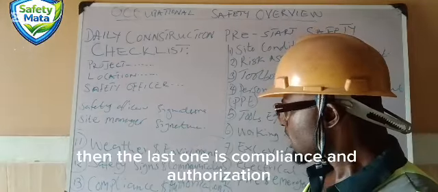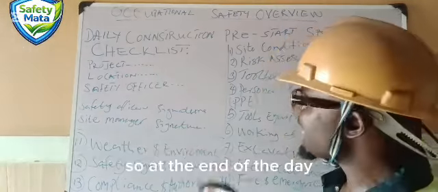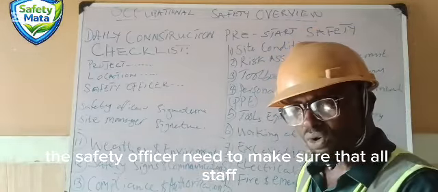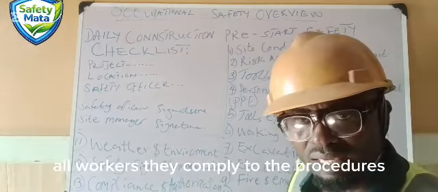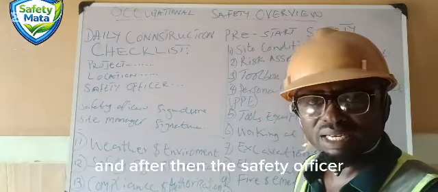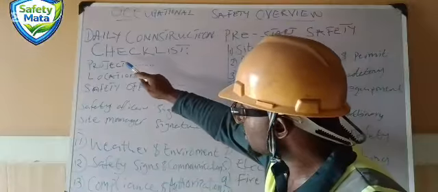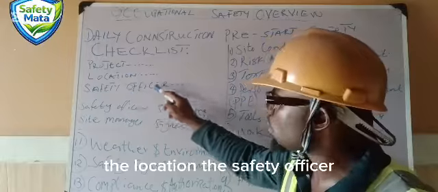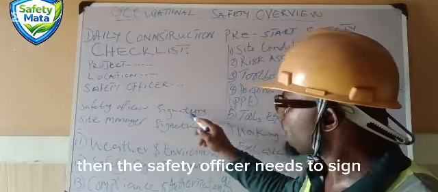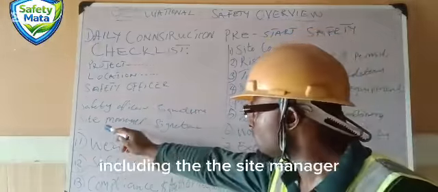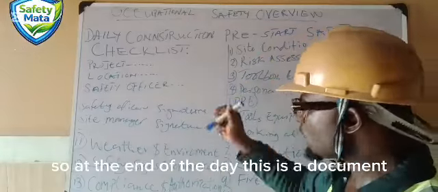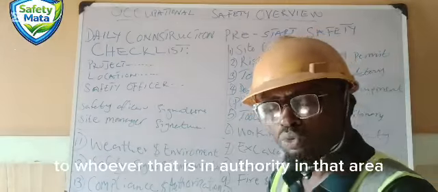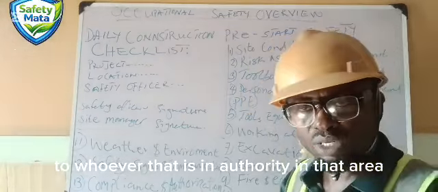Then the last one is compliance and authorization. At the end of the day, the safety officer needs to make sure that all staff and all workers comply with the procedures. After that, the safety officer will write the project name, the location, and the safety officer. Then the safety officer needs to sign, including the site manager. So at the end of the day, this is a document presented as a work permit document to whoever is in authority in that area.